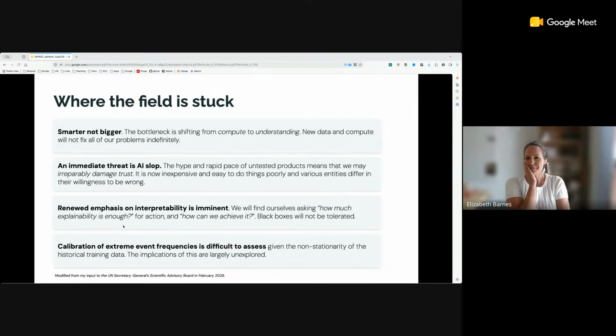And then finally, maybe we're not stuck here, but this is something I'm incredibly interested in and have some folks thinking about, which is that the calibration of extreme event frequencies is really difficult to assess given the non-stationarity of historical training data. There are multiple papers coming out now on stochastic generative modeling and these autoregressive large ensembles, but the calibration is really hard to quantify given that we don't even know how frequent these extreme events are happening today. So the implications of this non-stationary training data, I think, are largely unexplored and ripe for research.